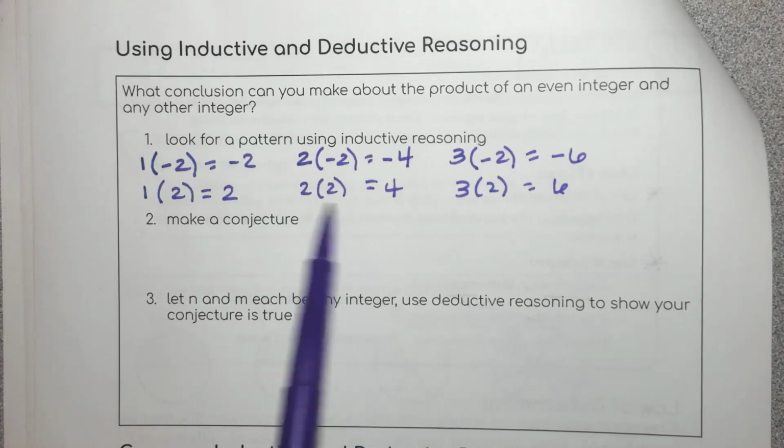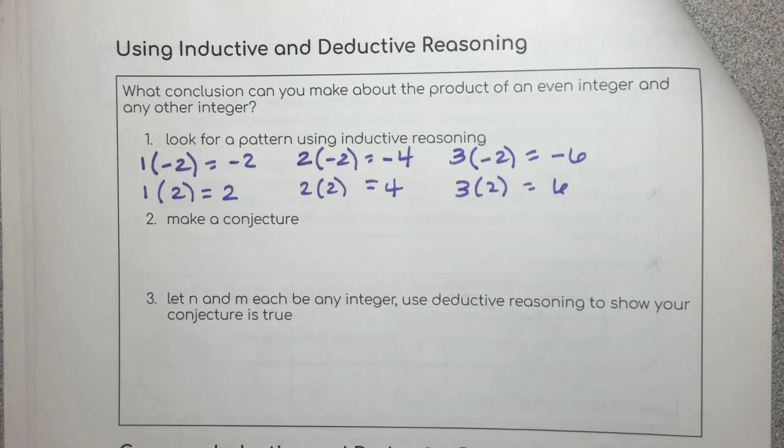But we did even times even here. If the second one's odd, then it's even times odd. Anything times 2 is even. What if we used 4? Any number times any even number will be even. Is that true? Well, let's write that down. That's our conjecture.